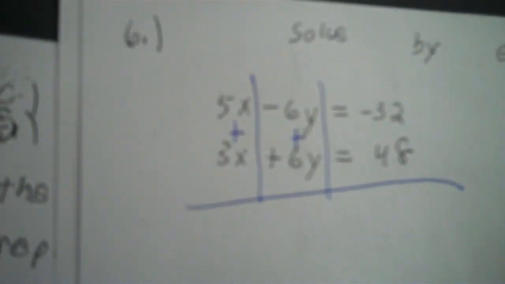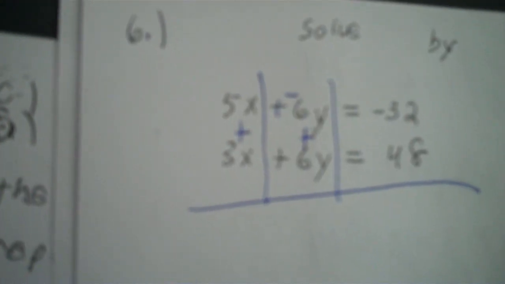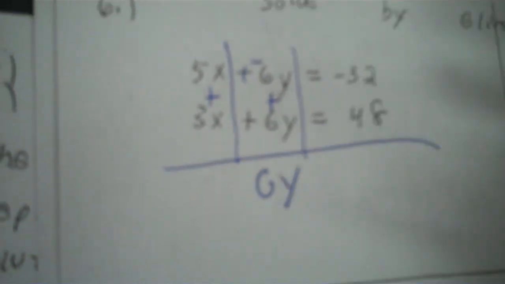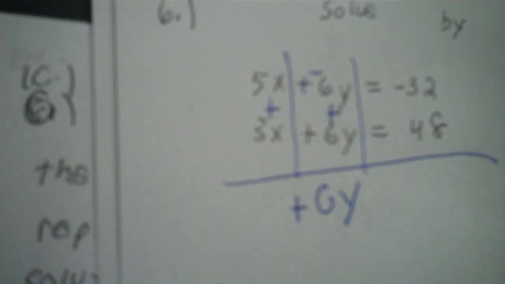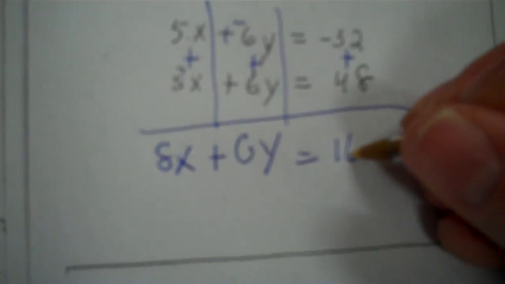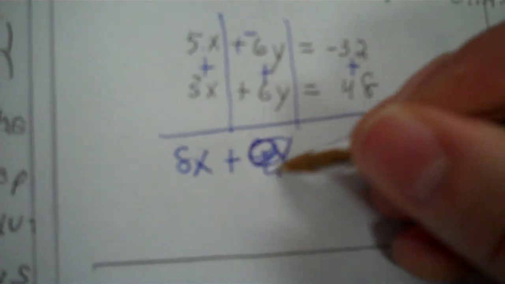Okay, so elimination is when you don't have a base variable by itself to use the substitution. So I'm going to line up my columns, and I want either the x's or y's to add to a sum of 0. Remember that minus is plus negative. So 5 plus 3 is 8. Negative 6 plus 6 is 0. So we get the 0y right there. So we don't have to switch signs or anything. 5 plus 3 is 8x. And then negative 32 plus 48 is 16. So then the 0 takes out the y.